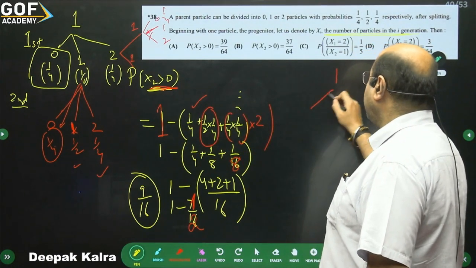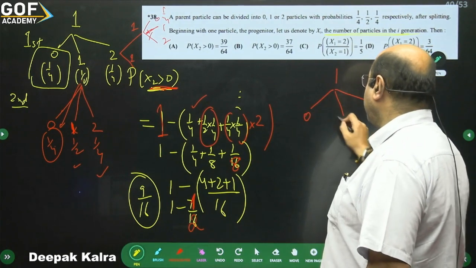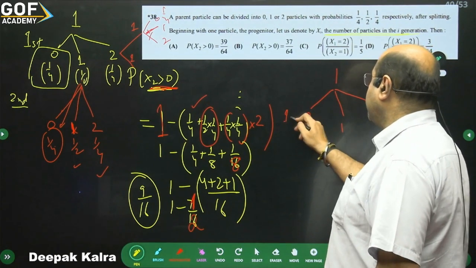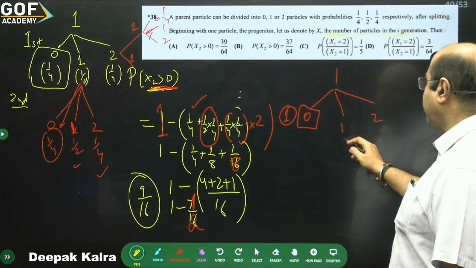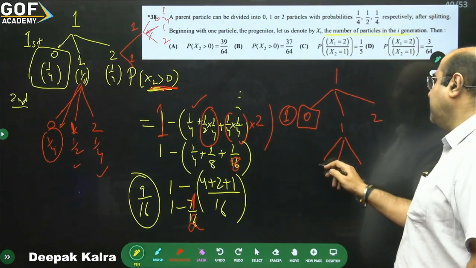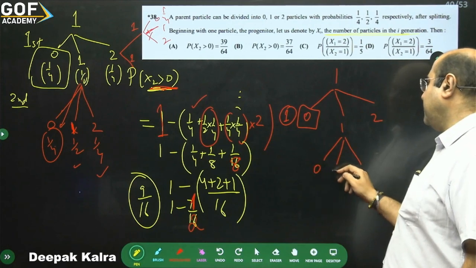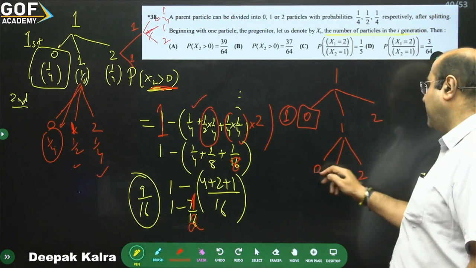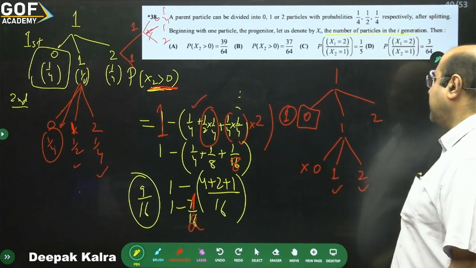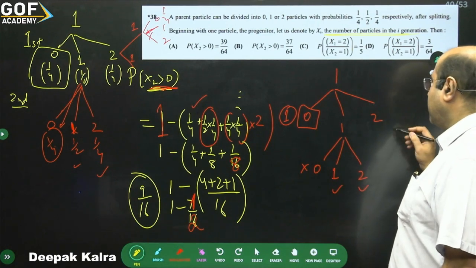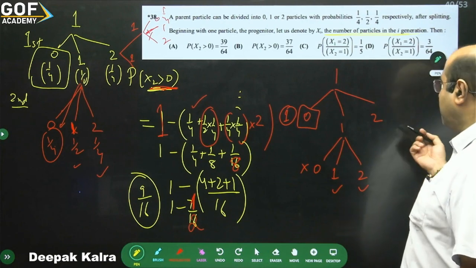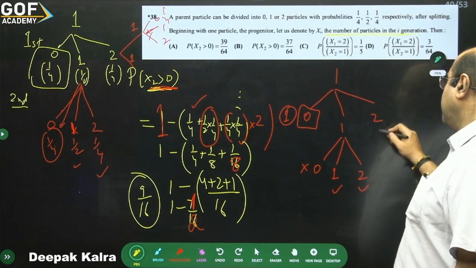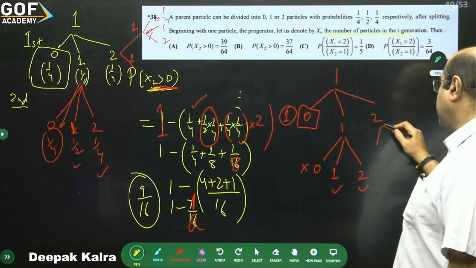One particle splitting into 0, 1 and 2. This is your first generation. Then this one will be blocked. We cannot go ahead. This further will go into 3, so 0 particle, 1 particle, 2 particle. I don't want this. I want this, and this works. Or you directly calculate, which is why I am subtracting it. Both ways it works. Then you have this one.